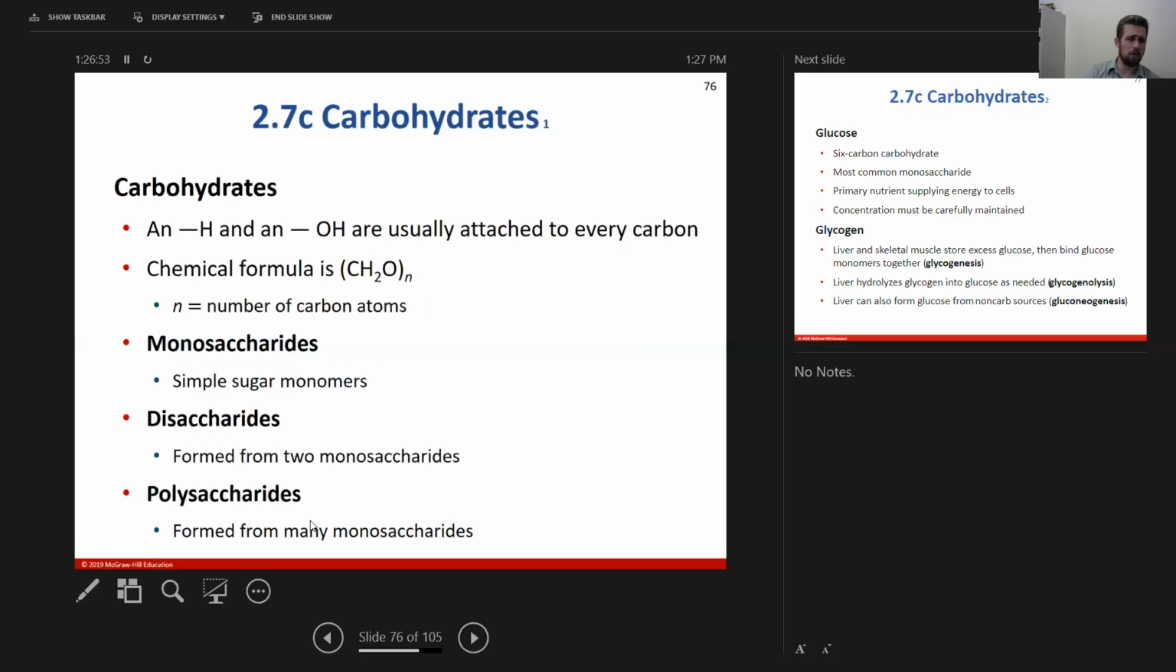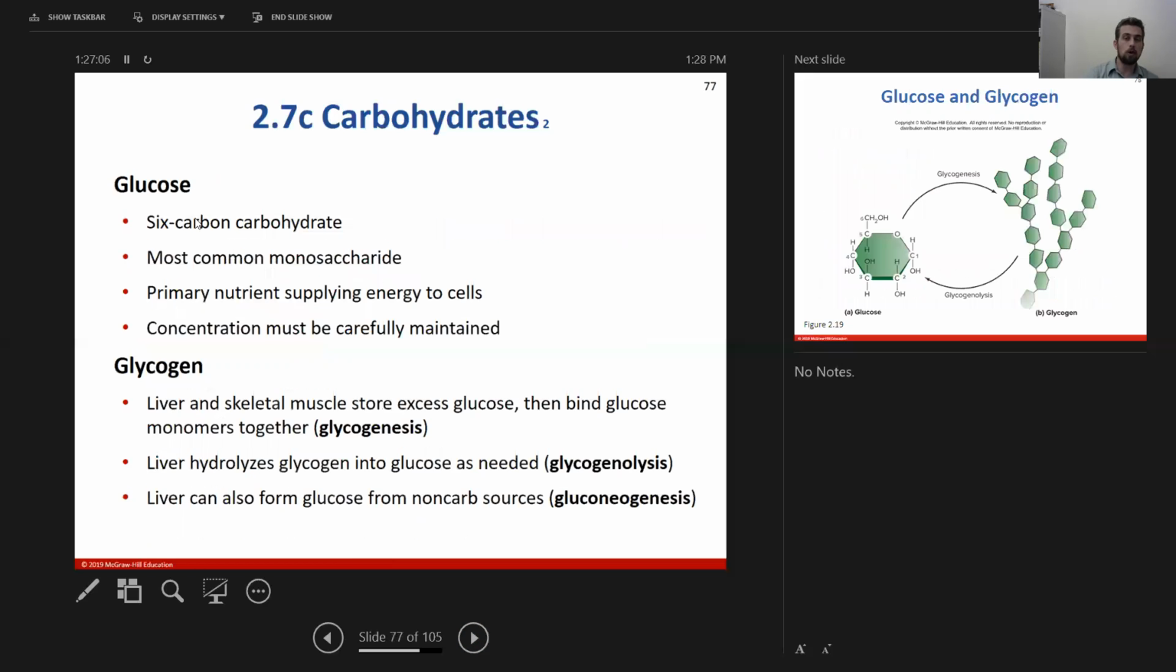We've got three types really, but I usually just talk about mono and polysaccharides. Monosaccharide is going to be the monomer of a sugar. Disaccharide would be two sugars, and then polysaccharides are going to be formed from many monosaccharides. Let's take a look here. Glucose is a monosaccharide. It's a 6-carbon carbohydrate, a really common monosaccharide, and very commonly used in the body. And then we've also got glycogen. Glycogen is kind of cool because it is a polysaccharide. It's a polymer with a whole bunch of glucose molecules bound together.